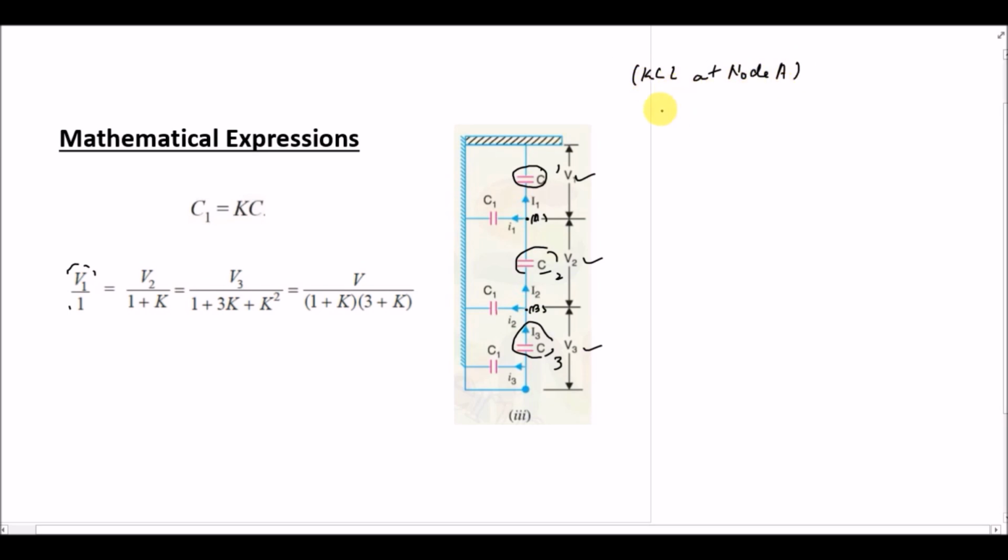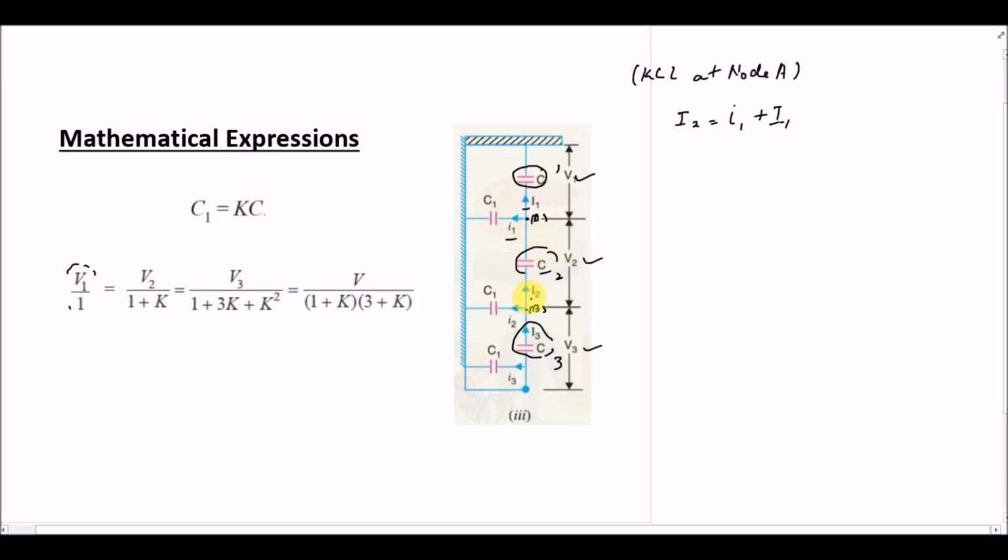So Kirchhoff's current law says that the current I2 will be equal to I1 plus I1. This is the summation of the currents that are moving away from node A, which will be equal to the current I2, which is moving towards node A. So now if I have to find the current I2, this is the current I2.